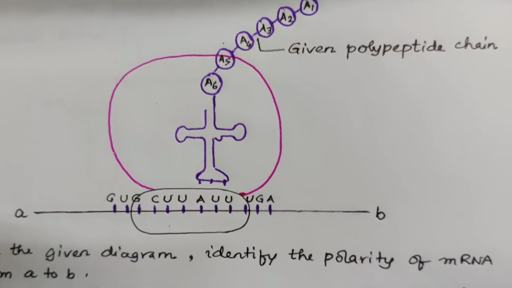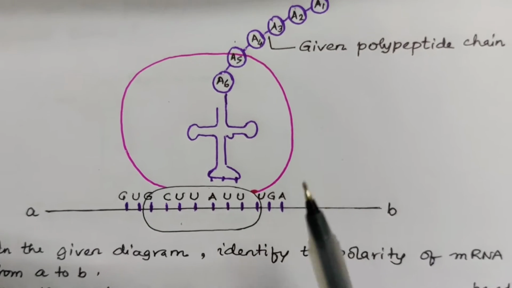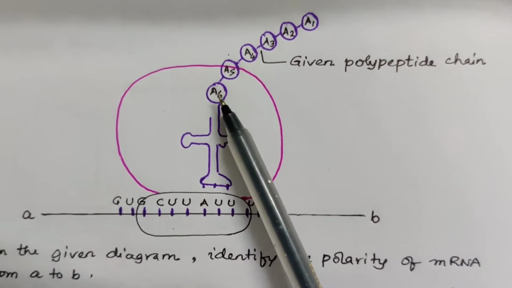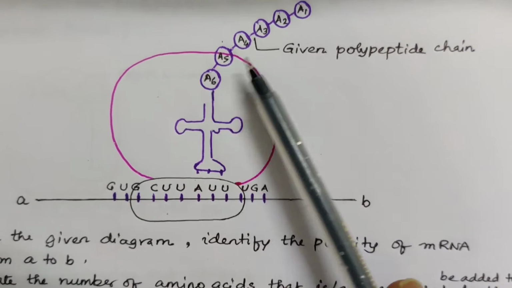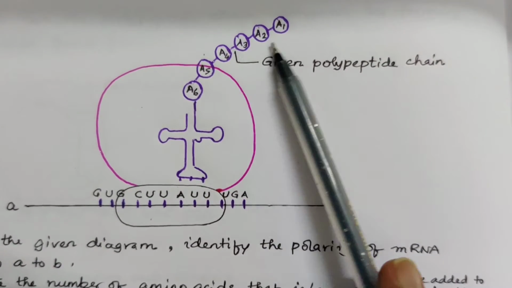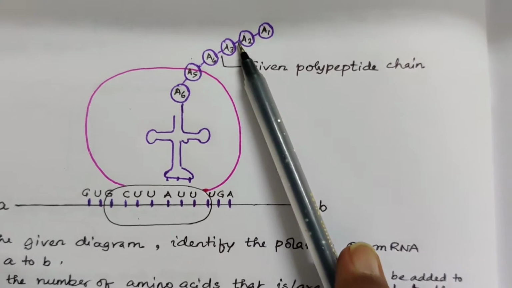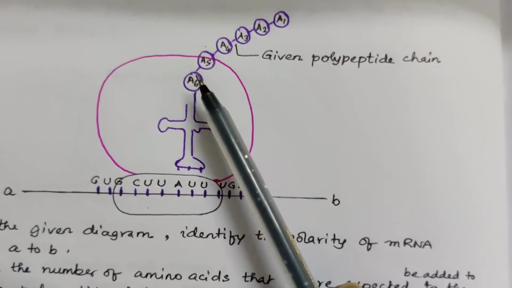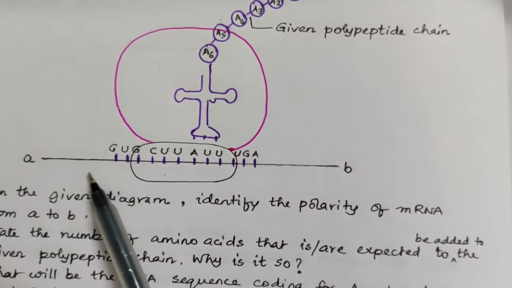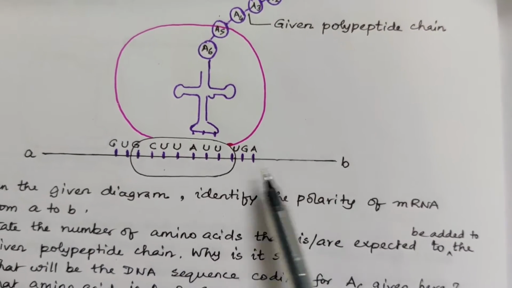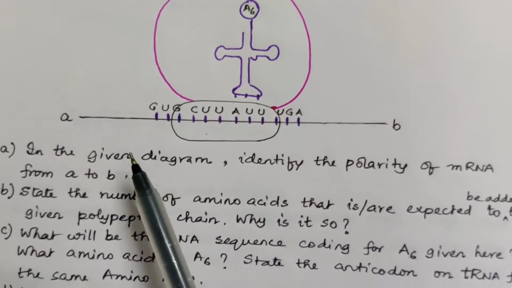This is a picture given to you. See, these are amino acids A1, A2, A3, A4, A5, A6, and this is the bond, this part. They are held by peptide bonds. This is tRNA, this is mRNA, and these are the codons on the mRNA.